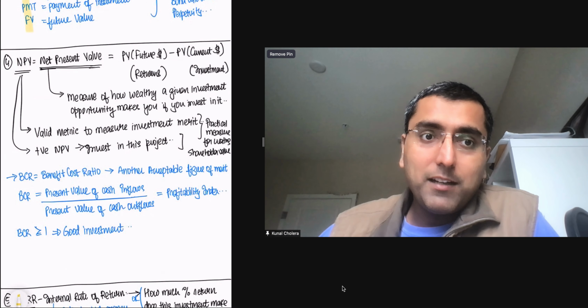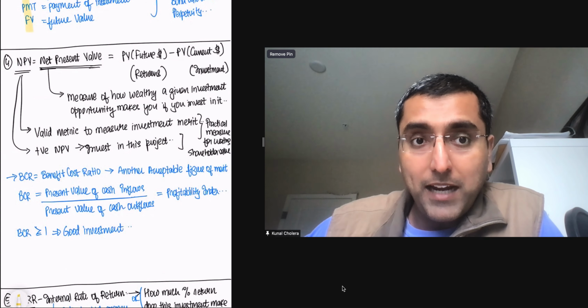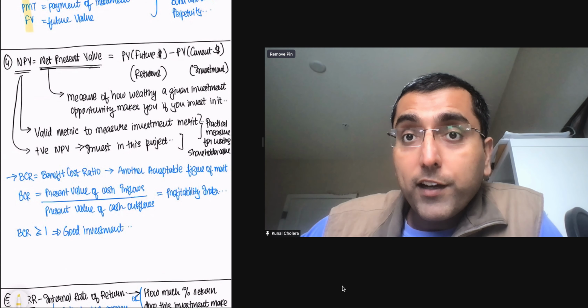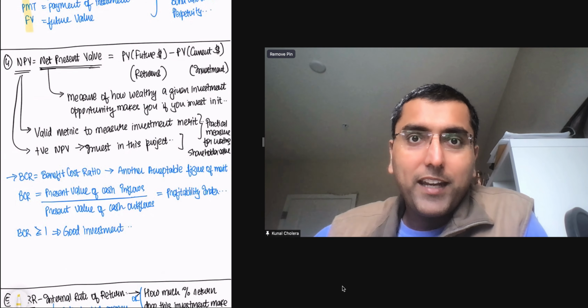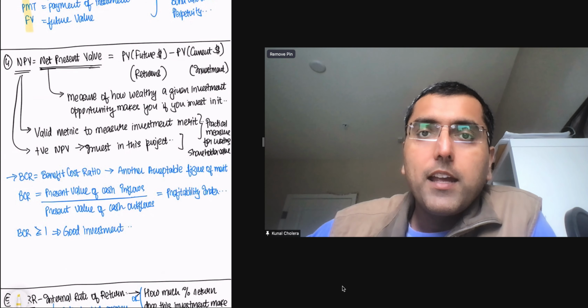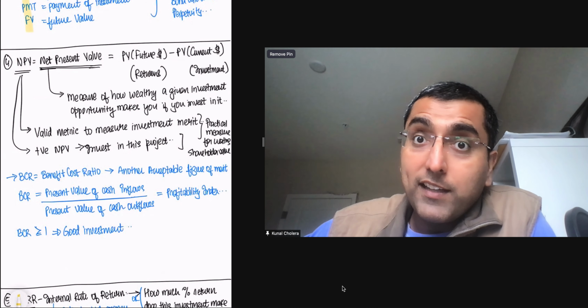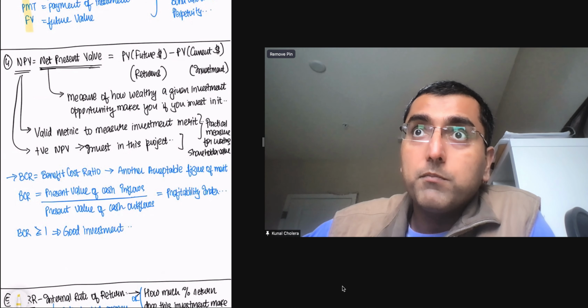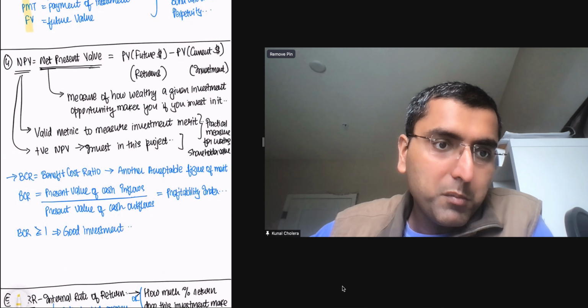In a sense, it's the present value of the future dollars of cash flows that it will generate, the returns, minus the present value of all the current investment that it needs. So if you subtract the two, you will get the net present value, or the incremental wealth that you will build by investing in this project. It's a really good metric. It is sensitive to scale, meaning if you have a larger project, the NPV will be much higher than if you have a smaller project.